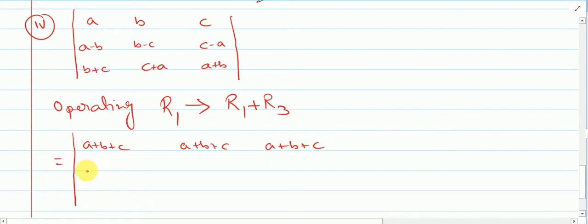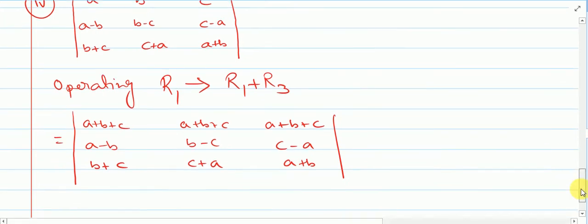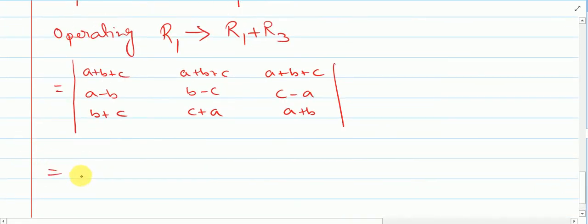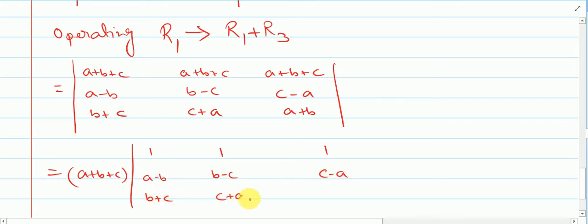And here this will be left as it is, okay, because the second row is not operated. The third row will also remain the same as it is. Now here a plus b plus c is common, so take it out, and we get this 1 1 1, a minus b, b minus c, c minus a, b plus c, c plus a, a plus b. Done.